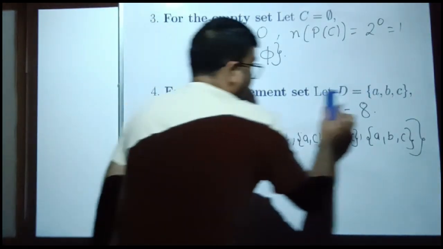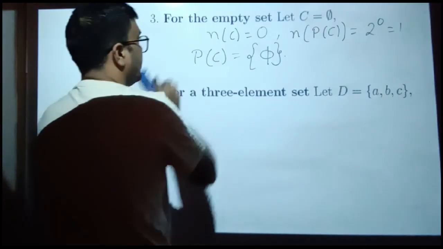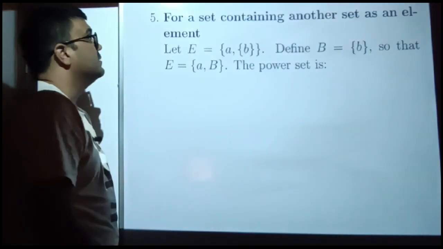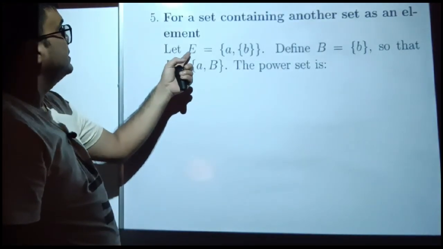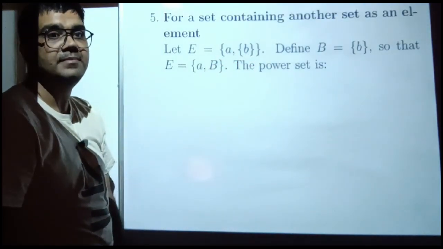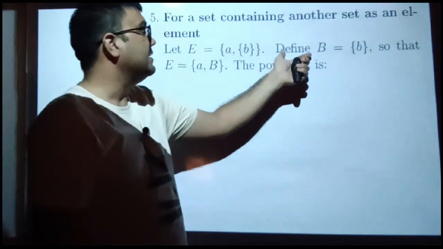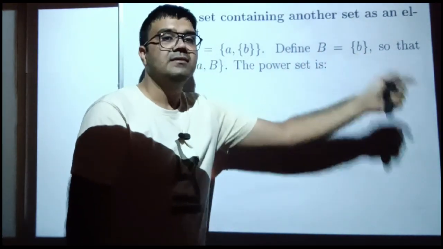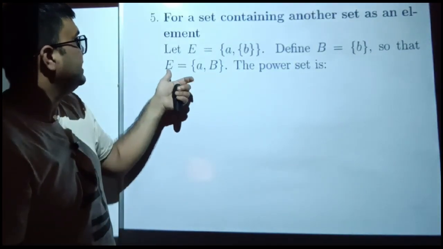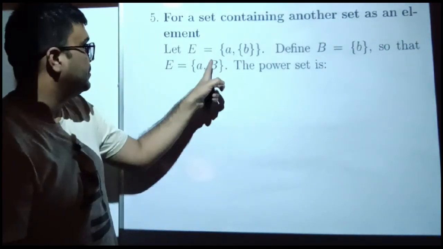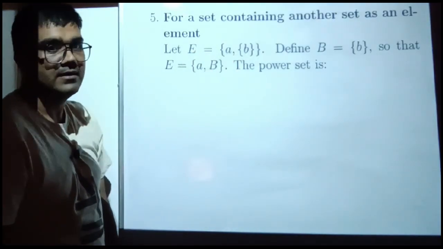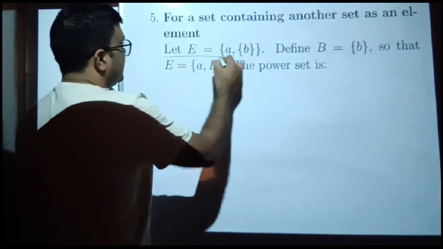Next, we are talking about the set E that has the element A and the set having the element B. We are defining B as the set having the element B only. So what can we do over here? We can write the set E as A comma B, where B is itself a set. What we have to do is write the power set of the set E. So we are now considering this set over here.